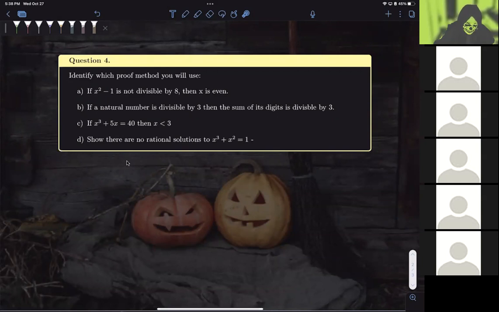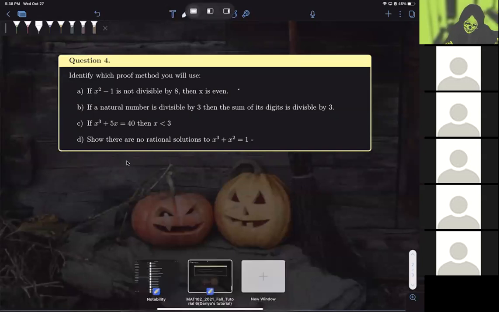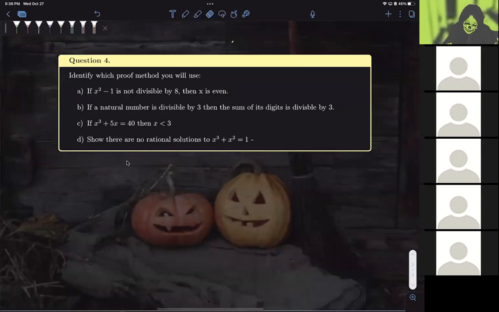A, if x minus 1 is not divisible by a, then x is even. What do we use? Contrapositive, right? Contrapositive, simple. I just told you this is contrapositive. Remember I said when they gave you a bigger expression here and then reach something easy, you use contrapositive.